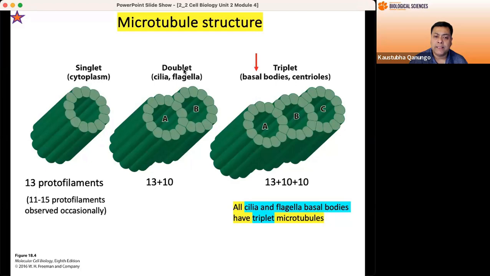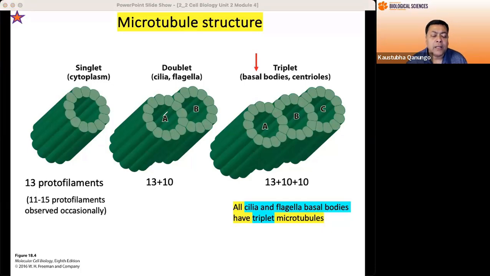Whereas you find these doublets, which is 13 plus 10, because these are shared with both, in the cilia and the flagella. And this is the one a lot of people actually miss. There are some places where you see this 13 plus 10 plus 10. You find these in the basal bodies, which are at the base of the cilia and flagella, and the centrioles, which is nothing but the MTOC. So where is the subtle difference? Just make sure that you get that one.